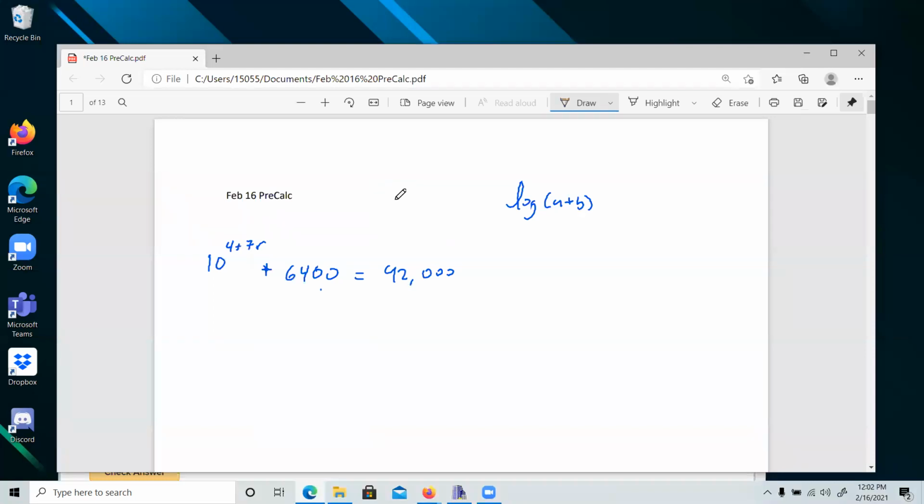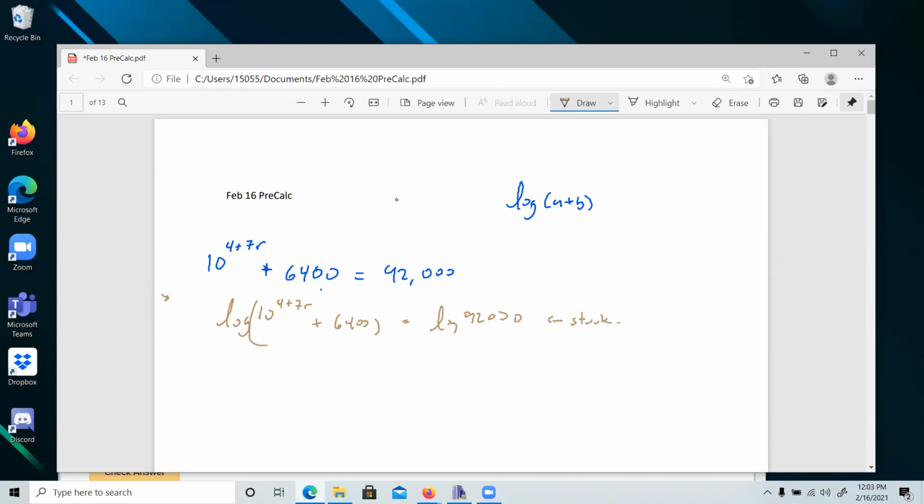We'll do it in this color. So this is definitely the wrong path. Do not follow this path. So we can take the log of 10 to the 4 plus 7r plus 6,400, and that is equal to the log of 92,000. Now because these are both not raised to an exponent, I can't pull this down in front. There's no times here. I can't break these apart in order to pull this down in front. I'm stuck right here.